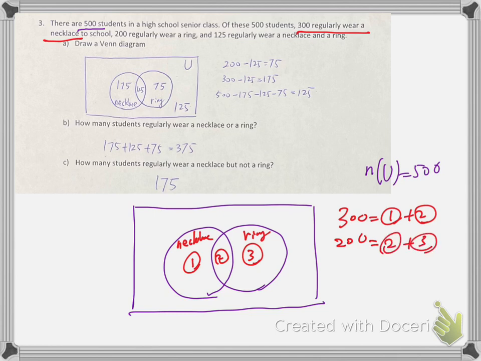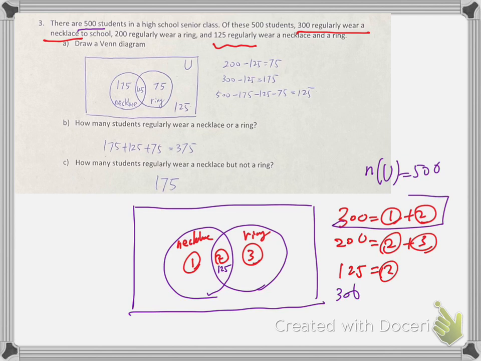Okay, 2, 3. And then the last sentence, 125 wear a necklace and a ring, so 125 means part 2. Okay, part 2. So we look at these 3 parts to make a Venn diagram, and then we can solve the question, right? So now we know the middle part is 125. Now what is necklace? Necklace will be 1 plus 2, so necklace is 300.